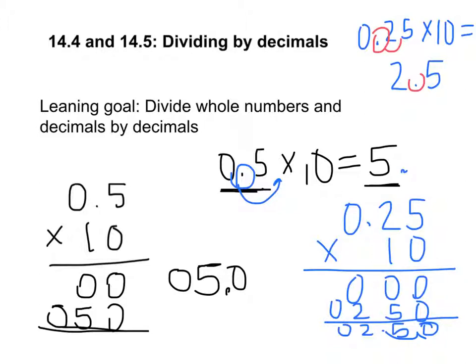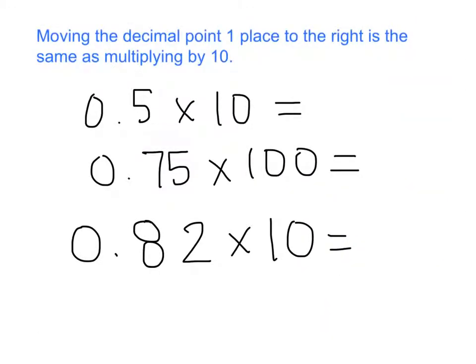So 2.5. So when you multiply by 10, what happens to the decimal point? Let's say it together. Moves over to the right. Moves one spot. Moving the decimal point one place to the right is the same as multiplying by 10. So as we saw, without even doing the multiplying now, we know that 0.5 times 10 is 5.0. Good. Let's skip down to this one really quick. 0.82 times 10 will be 8.2. Because all you need to do is move the decimal point over 1 to the right, right?